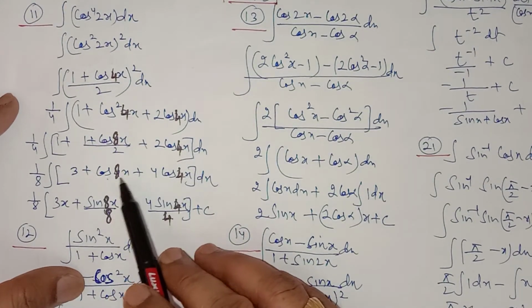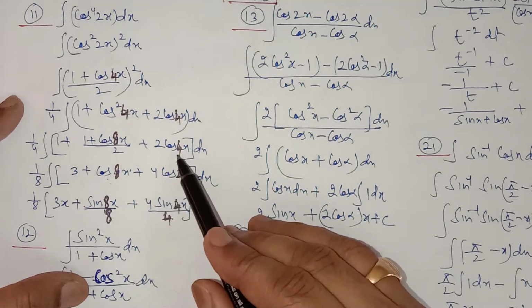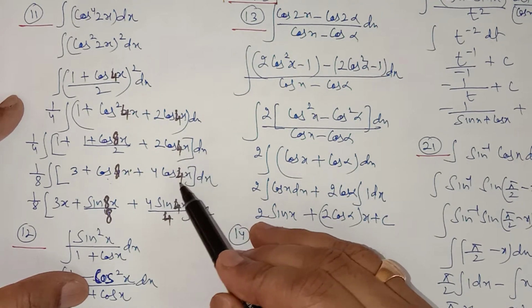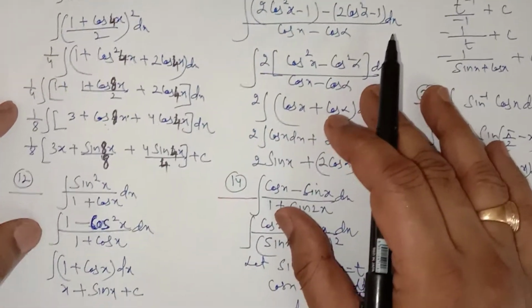Integration of cos 8x will be sin 8x upon the derivative of 8x, which is 8, and integration of cos 4x is sin 4x divided by the derivative of 4x, which is equal to 4.